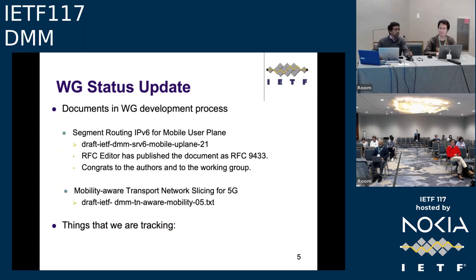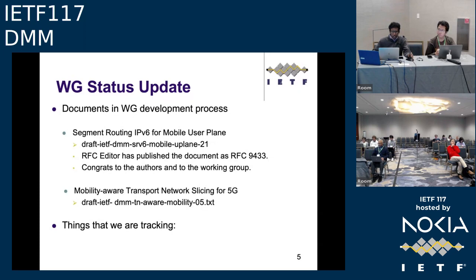This is the update since the last meeting in Yokohama. The Segment Routing IPv6 for mobile user plane document, the work is complete. The IESG has approved it, and subsequently the document was published as RFC 9433. Congratulations to the authors and to the working group. A lot of effort went into this. I realize there were POCs and many things, very good work, excellent. Lots of good discussions and debates, which is all part of the game, but good stuff.